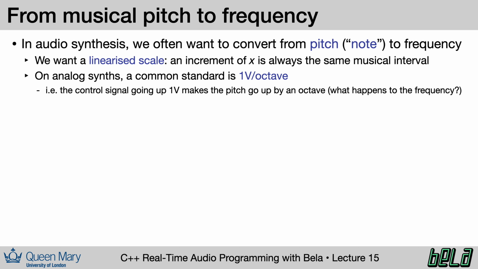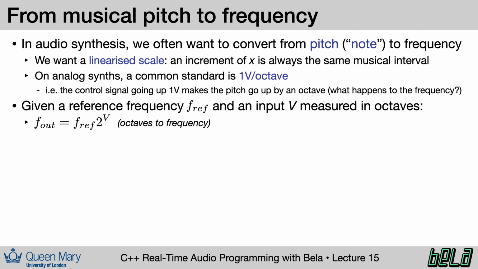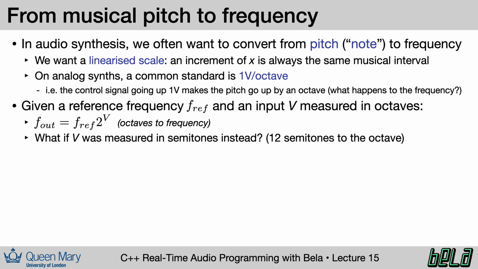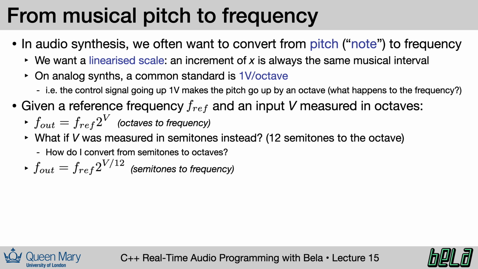When we first looked at converting from note number to frequency, we were looking at this in the context of analog control voltages. We saw a common linearized scale of 1 volt per octave, where each additional 1 volt of CV caused the frequency to double. What this let us do was calculate the output frequency as a function of a reference frequency and some number of volts, V. However, remember that if V was measured in semitones rather than in octaves, we would instead have a slightly different formula. We had to convert the number of semitones into the number of octaves. The way that we did that, of course, was to divide by 12.